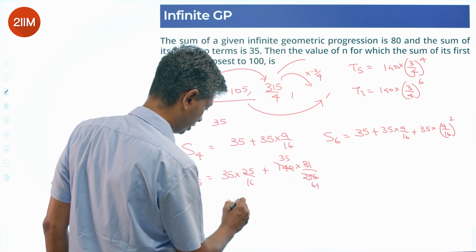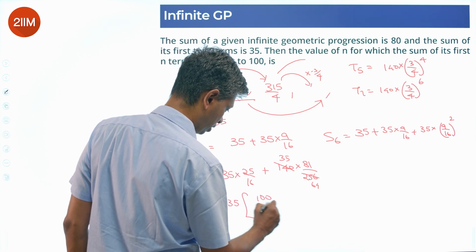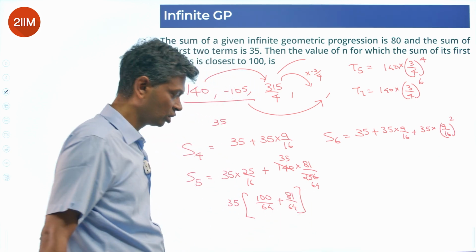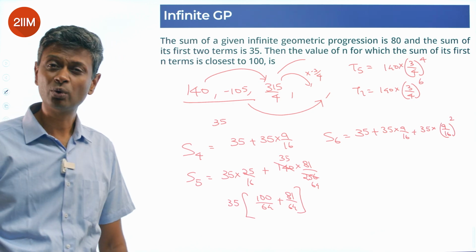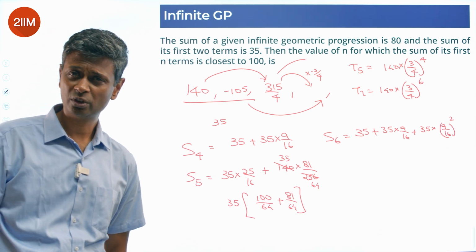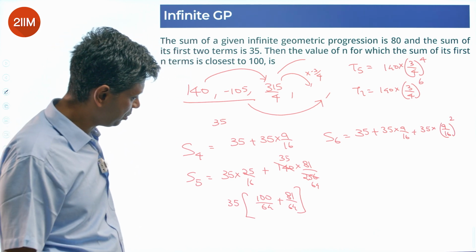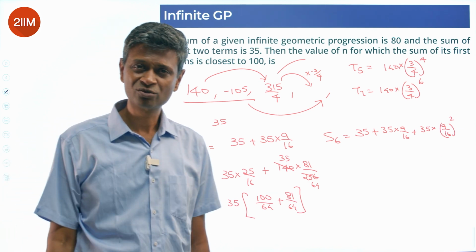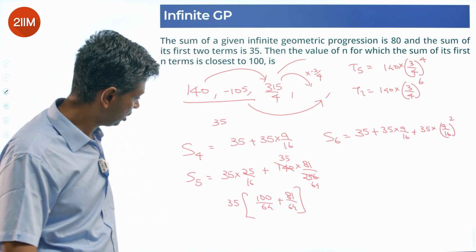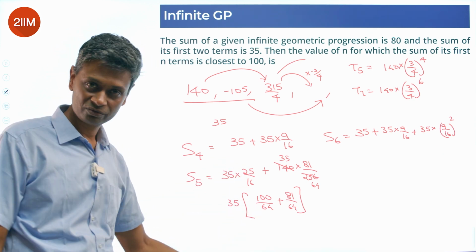So 35 I bring out, multiply by 25 by 16, which is 100 by 64 plus 81 by 64. 35 into 181 by 64. So 181 by 64, whatever that is, 35 into that number is what our answer is. 180 by 64, if I do, I can get 45 by 16. So 35 into 45 by 16, close enough to what you're looking for. 35 into 181 by 64, if I have a calculator, I'll punch it in and get the value. I'll see where this goes to.